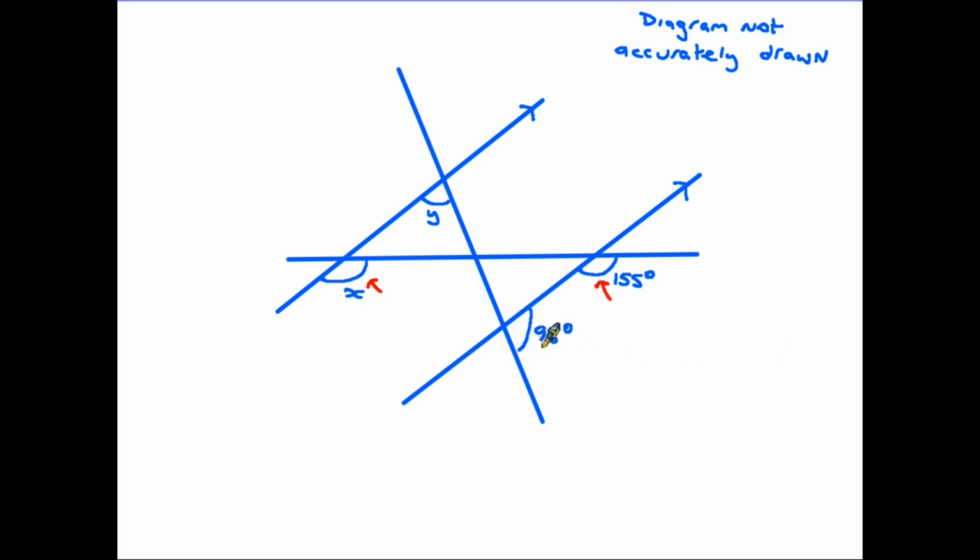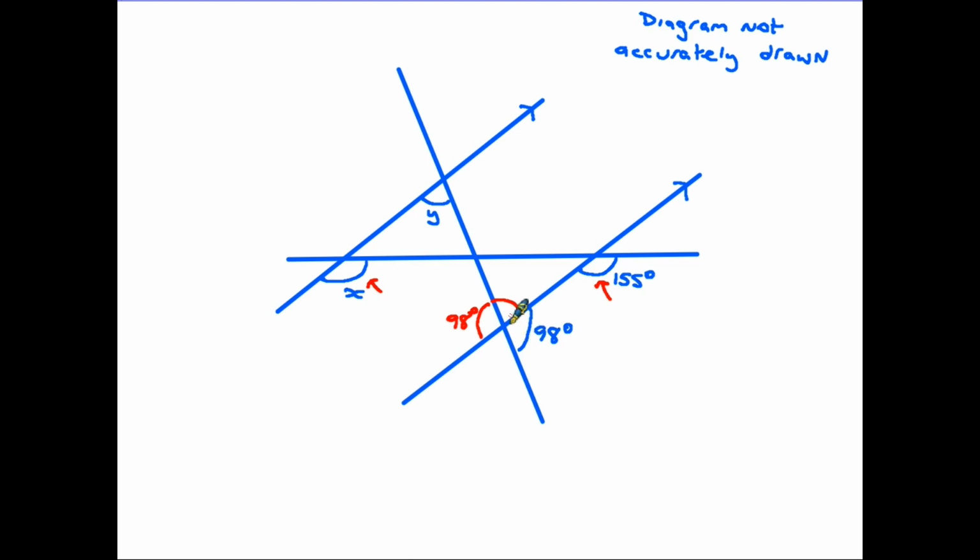If you're not sure what to do, you could simply find all the other angles around this point. For instance, this is 98 degrees. If you were going to use this, you would say opposite angles are equal, therefore this is 98 degrees. You could, however, also use angles on a straight line.